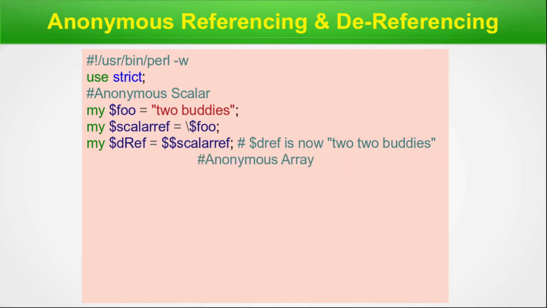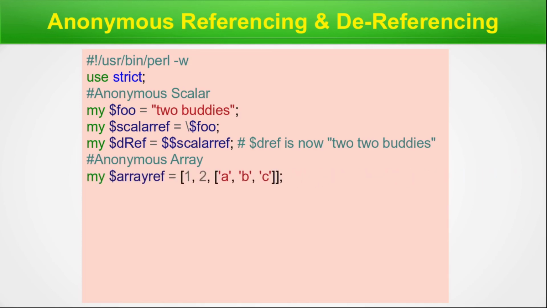Let's move on here. Anonymous array. Before starting the anonymous array, I just want to explain that dereferencing means that by reference you have an address which contains some type of data. You want to get that data, so you have to dereference. This is a simplistic explanation. Now an anonymous array is like we write $array_ref equal to, then within the square brackets we write 1, 2, then again a square bracket with "a", "b", "c". Sorry, within quotes, ABC.